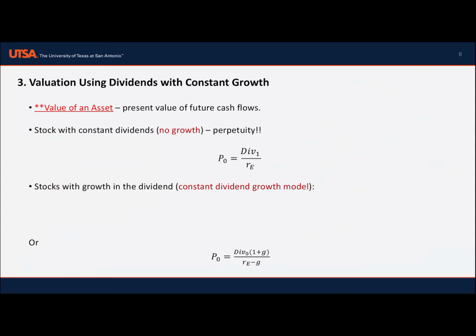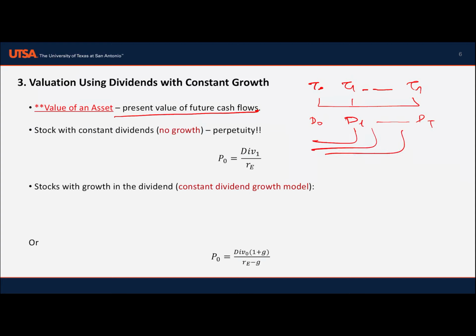So the value of an asset is the present value of the future cash flows. As you may remember, time 0, time 1, and time n. We have a dividend payment at time 0, a dividend payment at time 1, and a dividend payment at time t. We just look at the present value of these dividends and find the current value of the stock. So how can we do that?